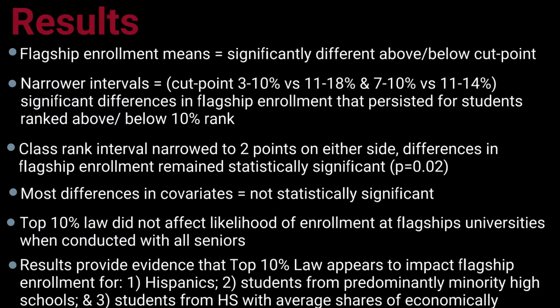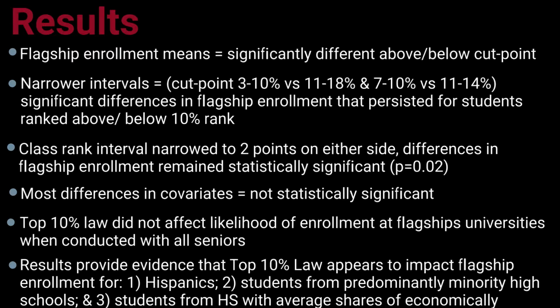Seniors at the class rank cut point from schools with 80% or more minority students are 14 percentage points more likely to enroll at UT or Texas A&M than their classmates who were ranked immediately below the cut point. The top 10% rule affected flagship enrollment among students who graduated from high schools with average shares of economically disadvantaged students. And so the authors state they have established evidence of discontinuity at the 10% class rank cut point for the three subgroups, which included students who were Hispanic, students from predominantly minority high schools, and students from high schools with average shares of economically disadvantaged students.